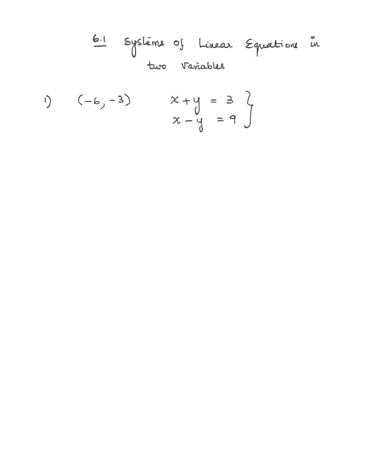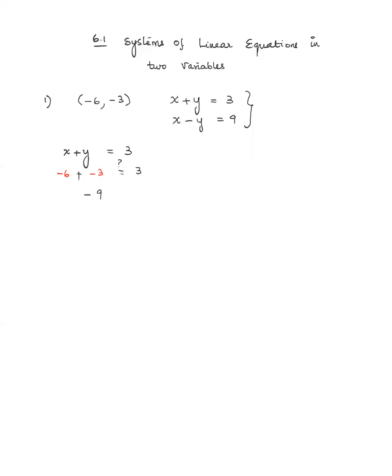In order to do that, you have to plug in the number into both equations. So let's first take x plus y equals 3. Now I'm going to plug in this -6 for x and -3 for y. And we are going to check if this is equal to 3.